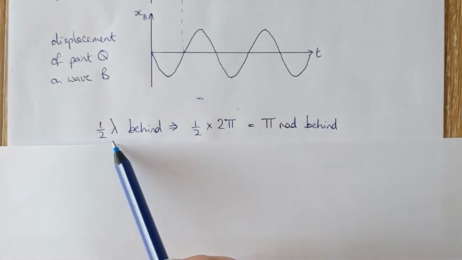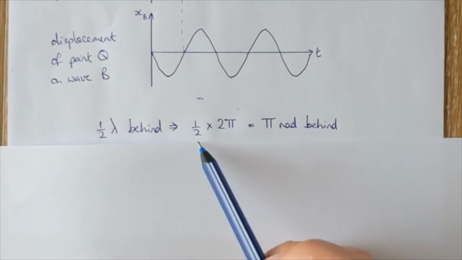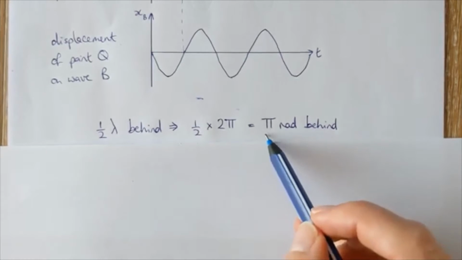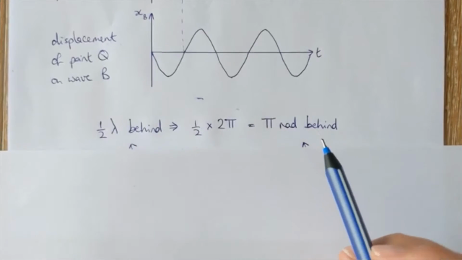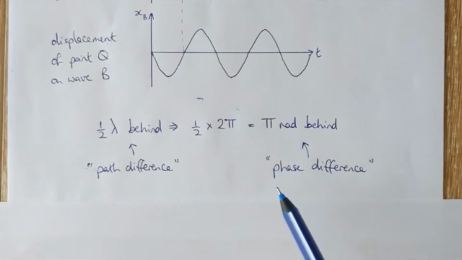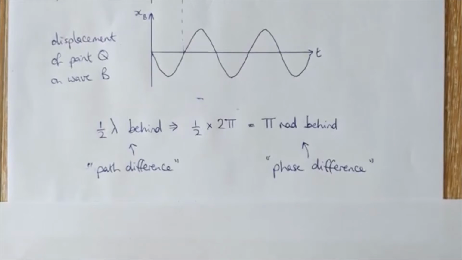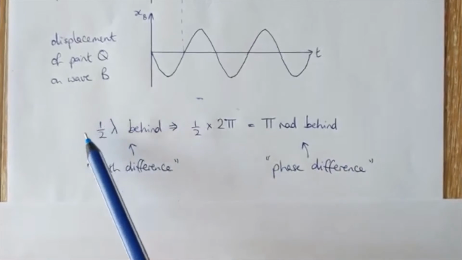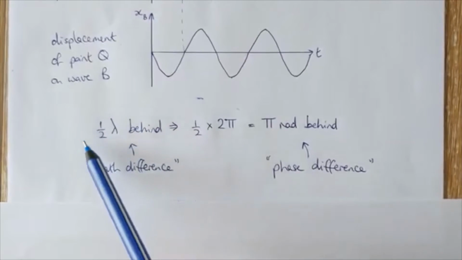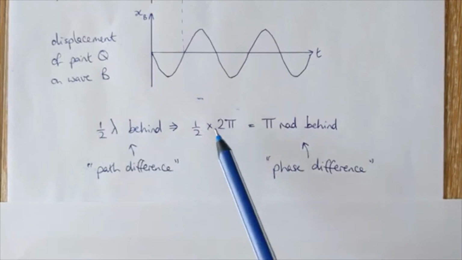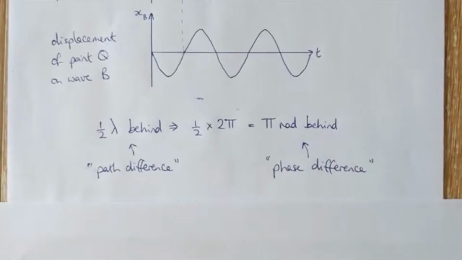Now, if you're half a wave behind, what we do is we multiply the fraction by 2 pi, and that tells us that you're pi radians behind, and that's what we call the phase difference. Whereas how many wavelengths behind you are, that's called the path difference. So to find phase difference, first work out how much of a wave behind one point is. Then take that fraction, multiply it by 2 pi, and that will tell you the phase difference.